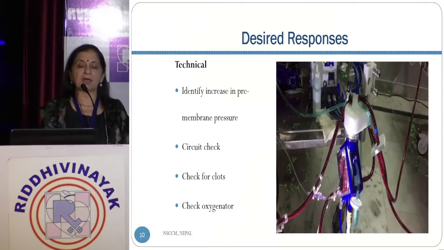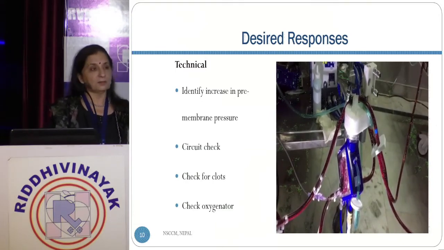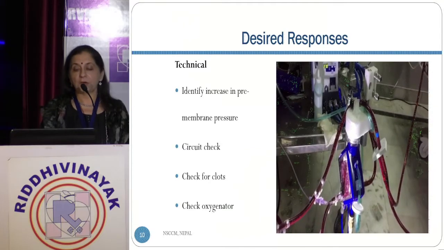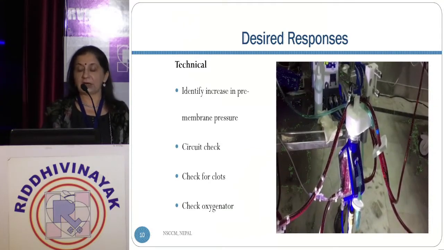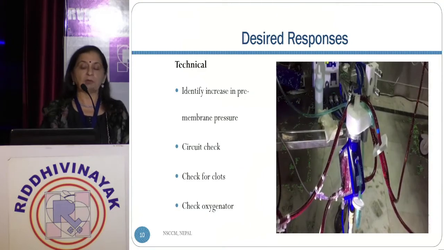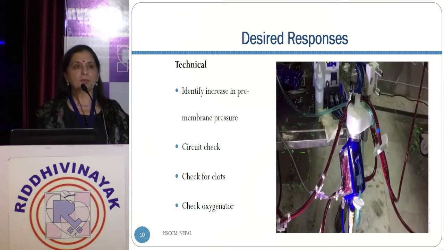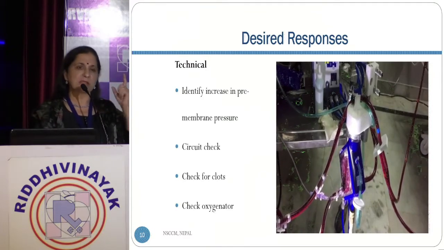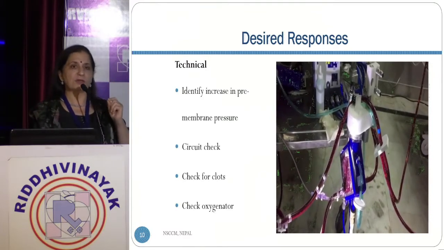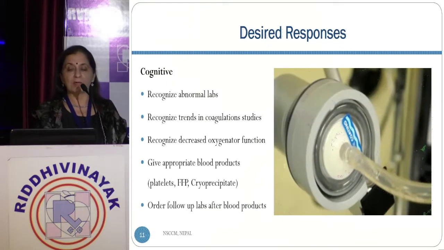And when we had the MECA oxygenator, the Quadrox, we looked for any clots, any oxygenator change, or any circuit leak, and we found none. So it's important to do your pre-membrane, post-membrane pressures, and rule out first all the clots in the circuitry and also in the oxygenators. These are very, very important if you're doing it.